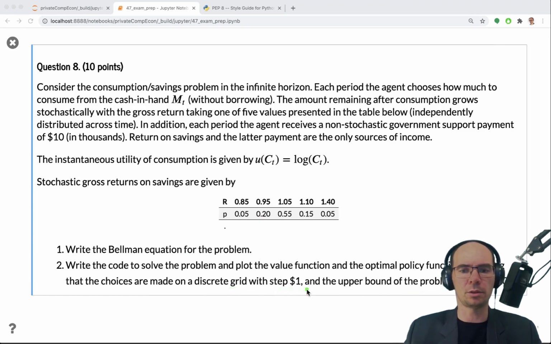The choices are made on the discrete grid with step of $1 or $1,000. So the solver would be a discretized solver, right? That's part of the Deaton's class, but you can copy it. You can leave only that solver and delete everything else from the Deaton's class, and just form it up to the specification. So this essentially gives you the grid for the choice variable to use.